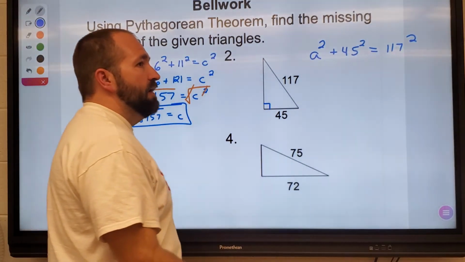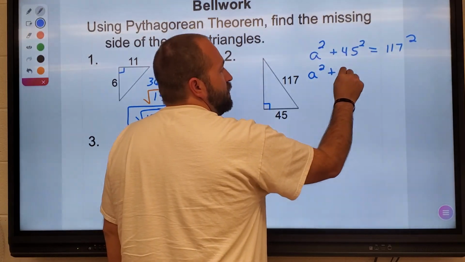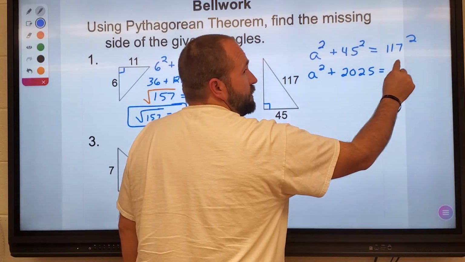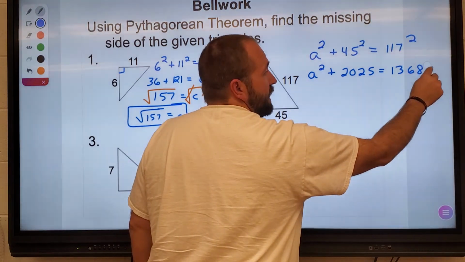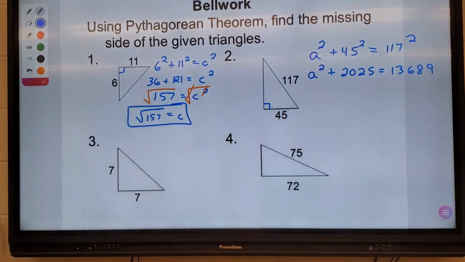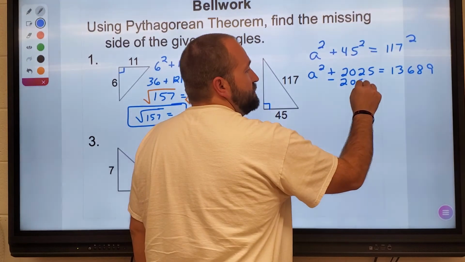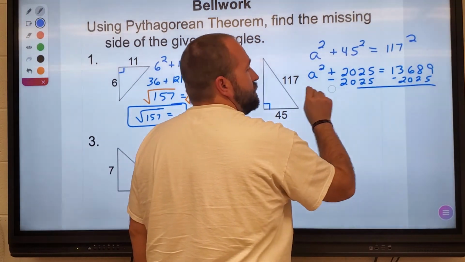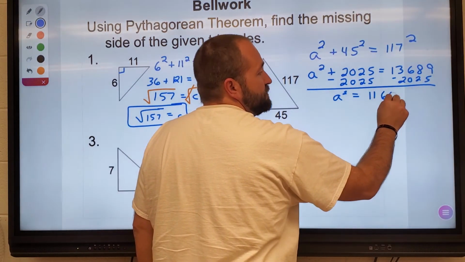If I take 45 squared, I get 2,025, so I have A squared plus 2,025 equals 117 squared, which is 13,689. I'm going to solve for A squared, so I need to subtract 2,025 on both sides. That's going to give me A squared is equal to 11,664.